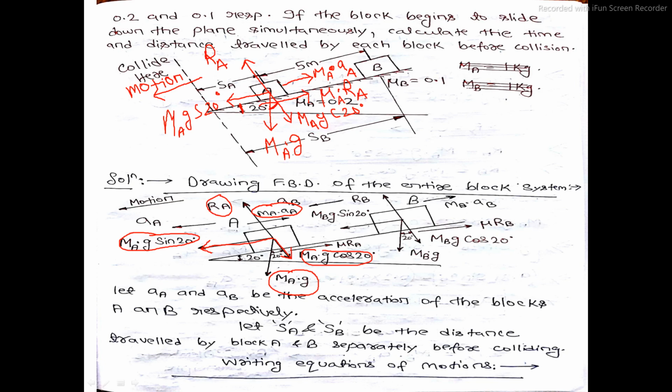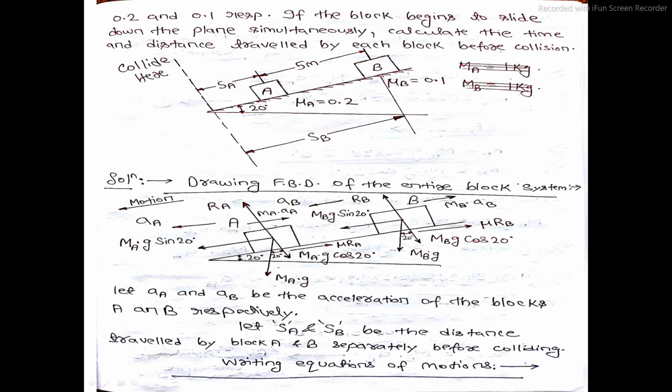Similarly, let us draw the FBD of block B. So what all forces are acting on block B? The first force is the weight of the block B, acting vertically downward, that is WB, and WB is nothing but mass of the block B into acceleration due to gravity g. Block B is in contact with the inclined plane surface. So this inclined plane surface will give a reaction to the block B.